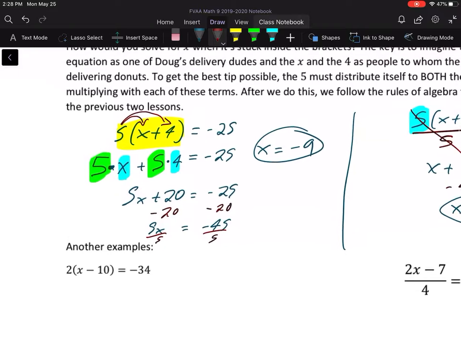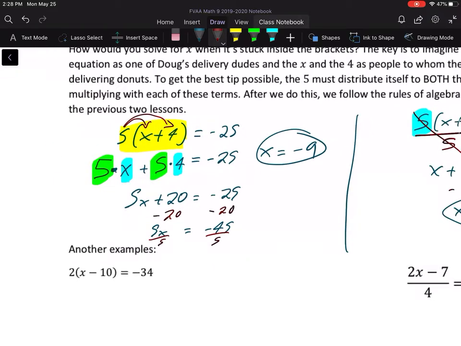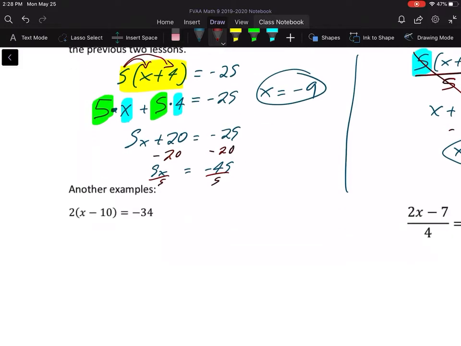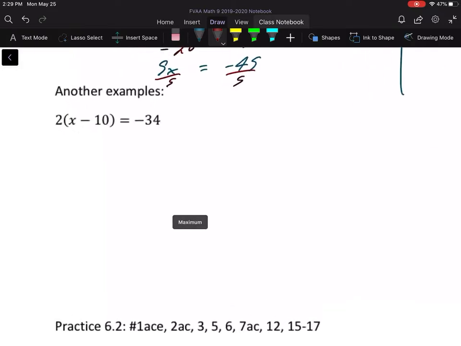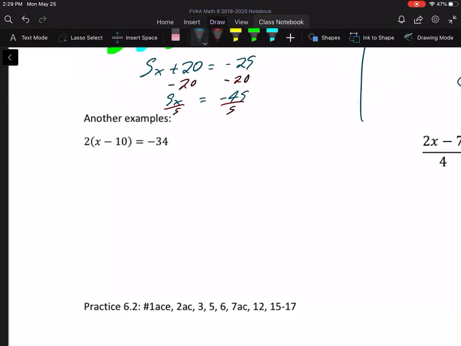But in every other situation where you would end up with a fraction, you're better off distributing the 5 into the x and the 4, and then doing your two-step algebra from there. Okay, let's do a couple more examples here. First I'm going to do examples by distributing, and then we'll see if we could have done the other method as well.